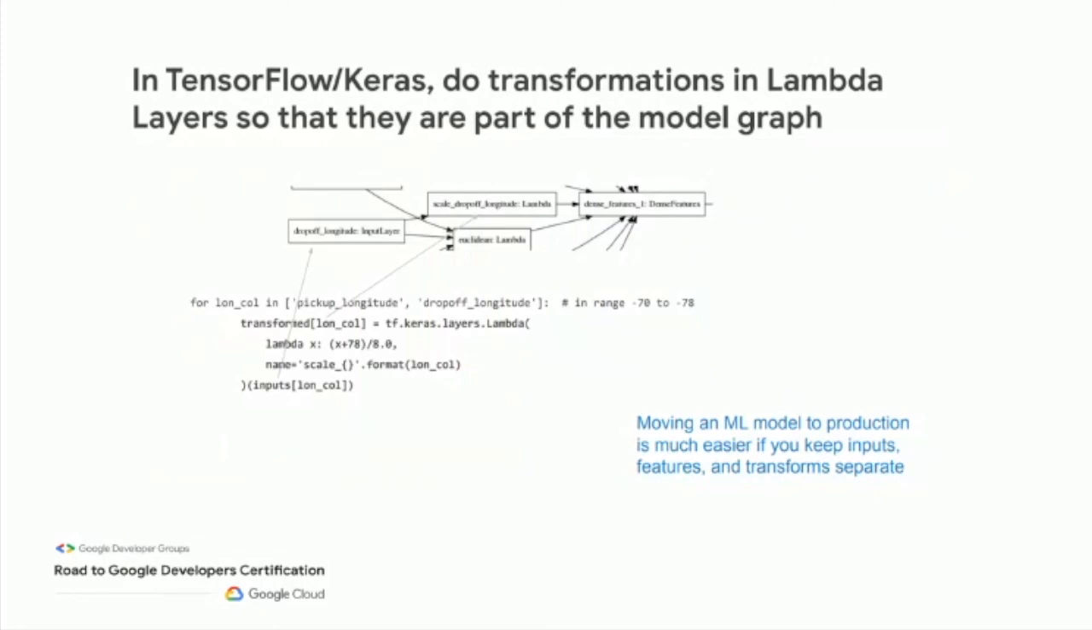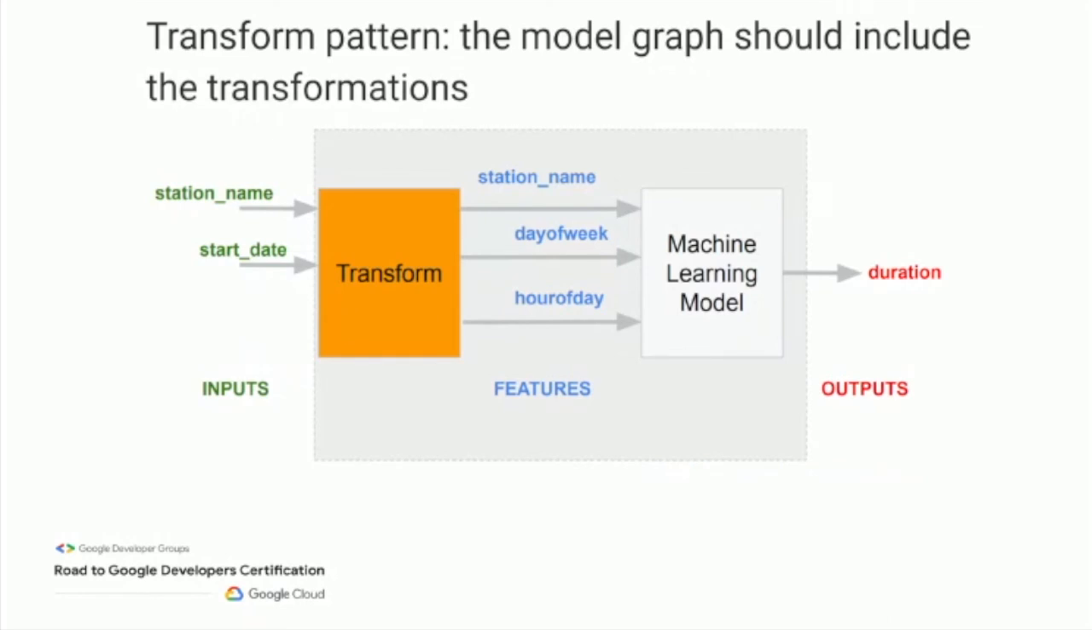Okay, so in terms of flow, the transformations we should do in Lambda layers so that they're part of the model. That way, moving the machine learning model to production is going to be much easier if you keep the inputs, the features and the transforms separate. It's going to be so much better. This is basically what we discussed before: in the transform pattern, the model graph should include the transformation again. And here we're seeing the same process that I explained.